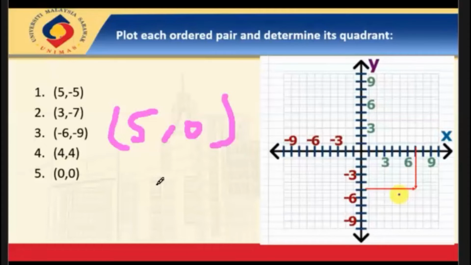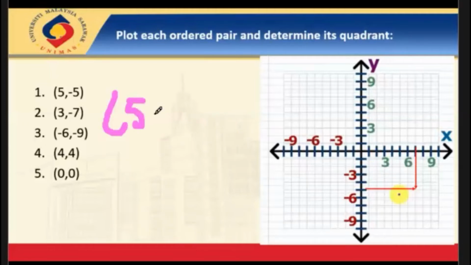Yes, sir. Yeah, so this will fall on which axis? On x-axis or y-axis? X-axis. Very good. Because you see, sorry, this is 5 and 0. If I start from the center, 1 2 3 4 and 5, so 5 is here, but where is the y? Y is 0, y is just here. So if I join these two, it will be here. So it doesn't fall on any quad, it falls over the x-axis.